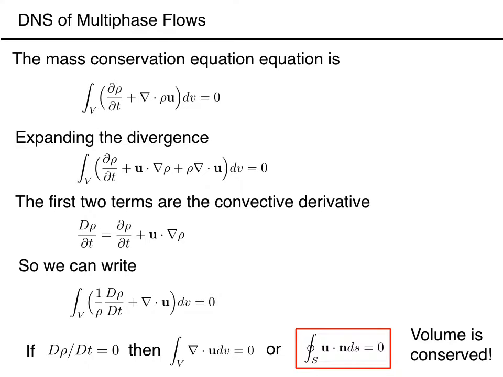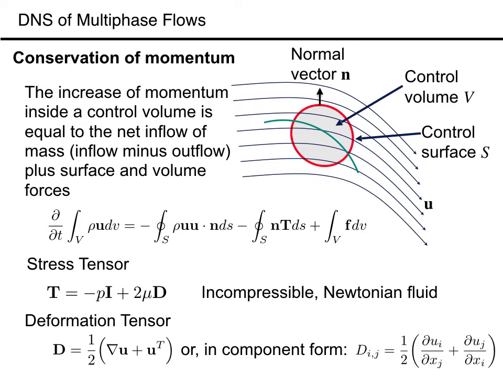Applying the divergence theorem, this can be restated as the surface integral over the control surface of the normal velocity being equal to zero, or the volume inflow into a control volume is balanced by the outflow for incompressible flows. The momentum equation is derived in the same way. We focus on an arbitrary control volume of fixed shape and fixed in space.